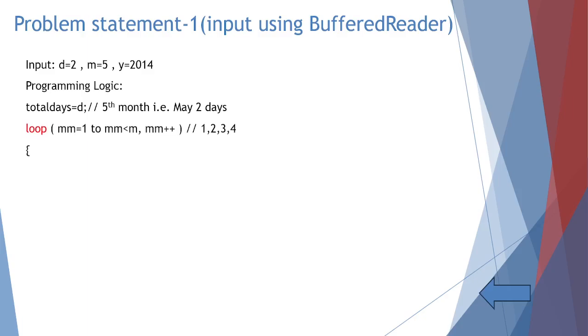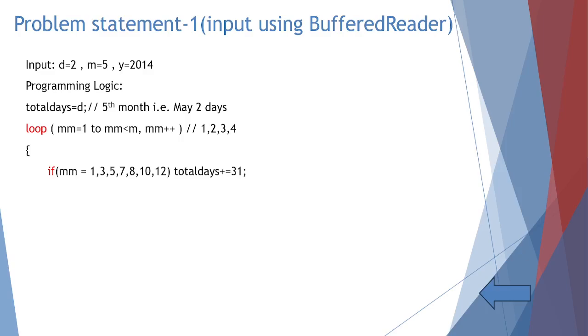And we take a for loop: int mm = 1; mm < m, that is less than 5. That is 4 only: 1, 2, 3, 4. Every time we increment by 1. So mm = 1 refers to January. 3 if conditions are required. If mm equals 1 or 3 or 5, 7, 8, 10, 12, that is January, March, May, July, August, October and December have 31 days.